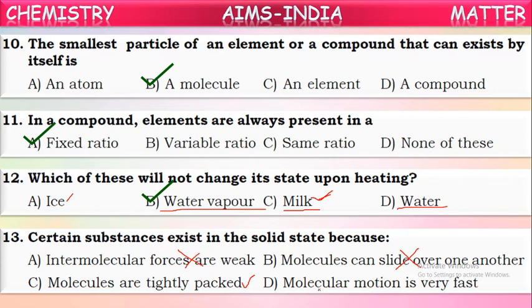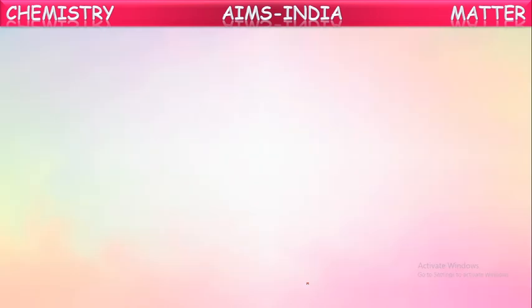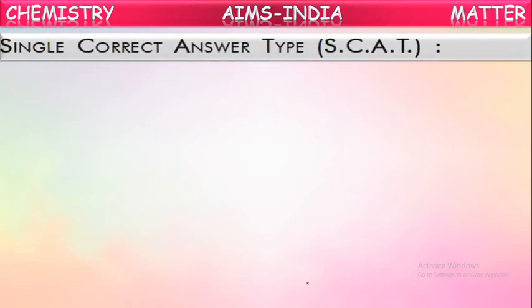The next one, what is given? Molecular motion is very fast. This is also not correct. Molecules are tightly bound or tightly packed, so molecular motions are very minimal actually. So the only correct answer is C. Molecules are tightly packed. That is why they exist in a solid state. Okay. Next, single correct answer type questions.